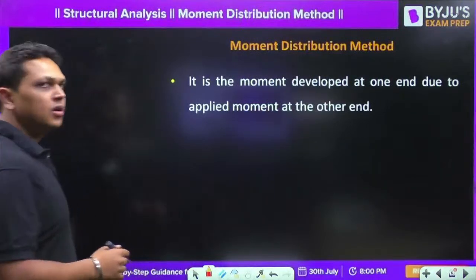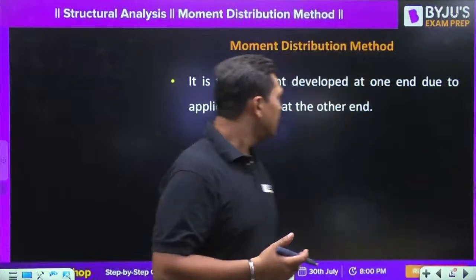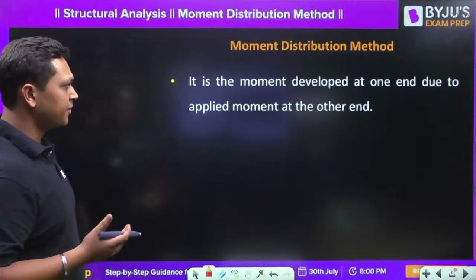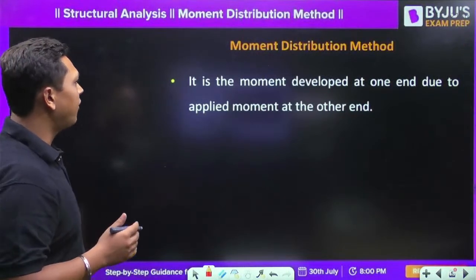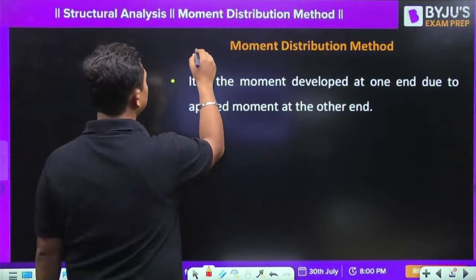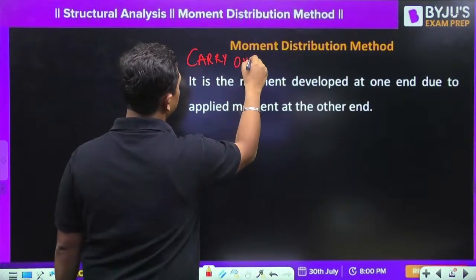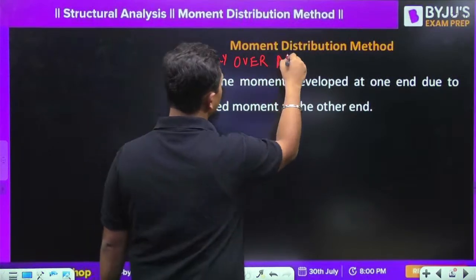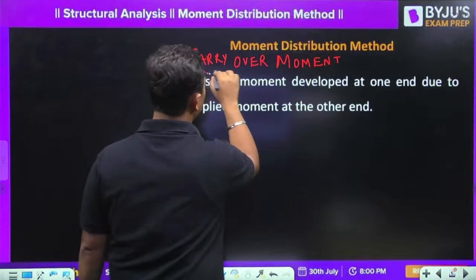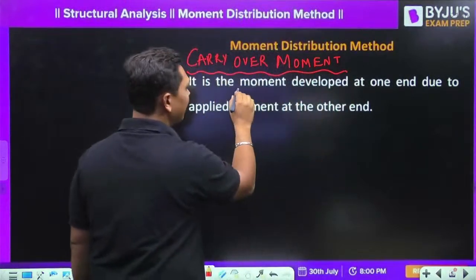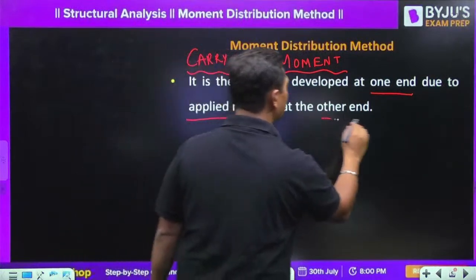Okay. So now we are going to start with our moment distribution method. Okay. So in order to understand the moment distribution method, first of all, let us understand what is carryover moment. What do you mean by carryover moment? So it is the moment developed at one end due to an applied moment at the other end.